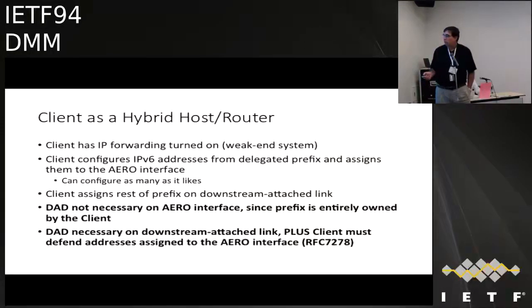And the client would assign the rest of the prefix on a downstream attached link. So that would not be necessary on the Arrow interface since the prefix is entirely owned by the client, but that would be necessary on the downstream attached link. Plus, the client would have to defend the addresses assigned to the Arrow interface. And this is per RFC 7278, which is the prefix sharing RFC.